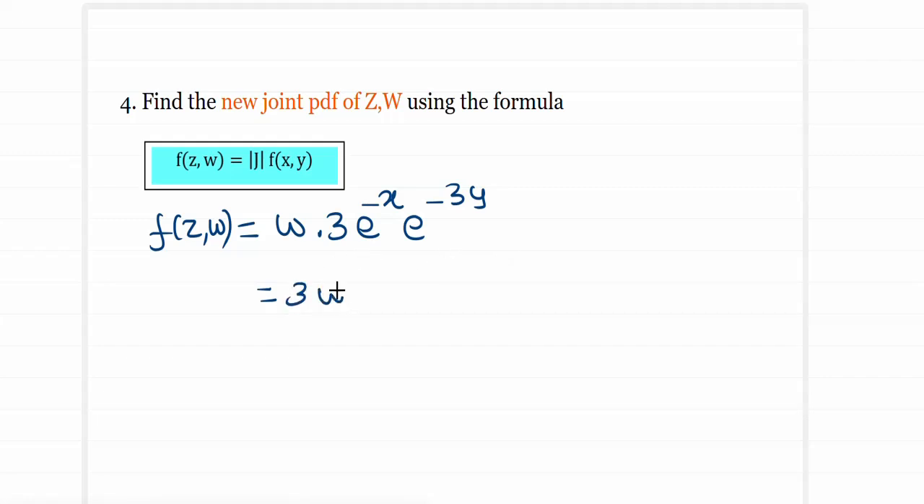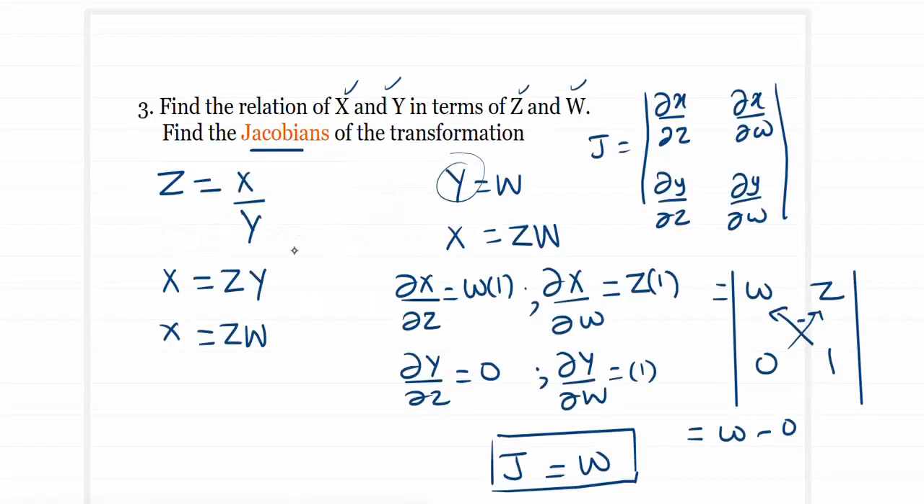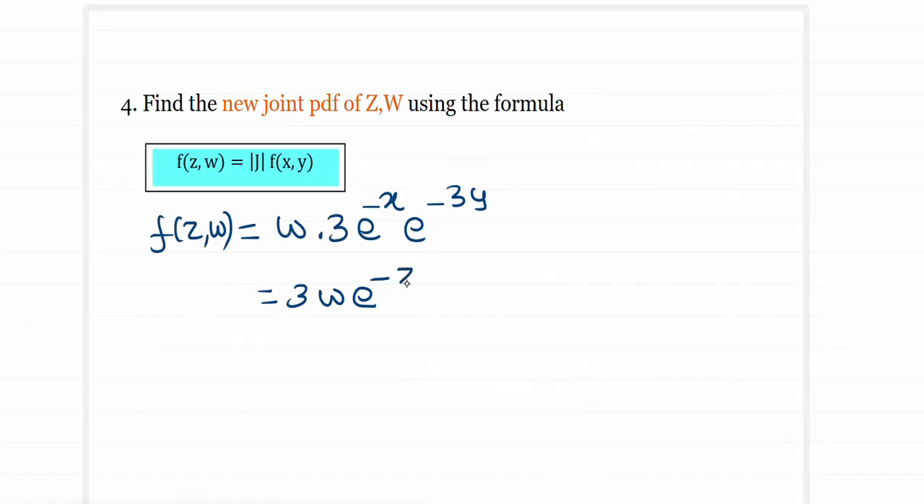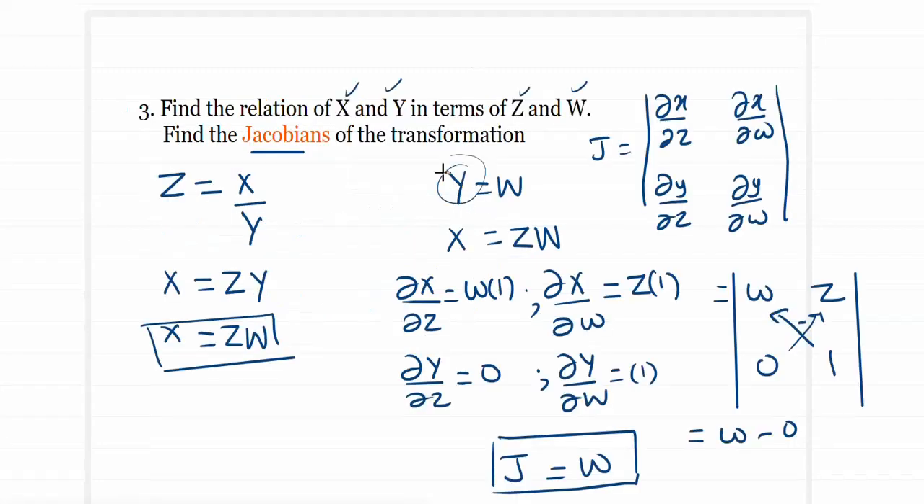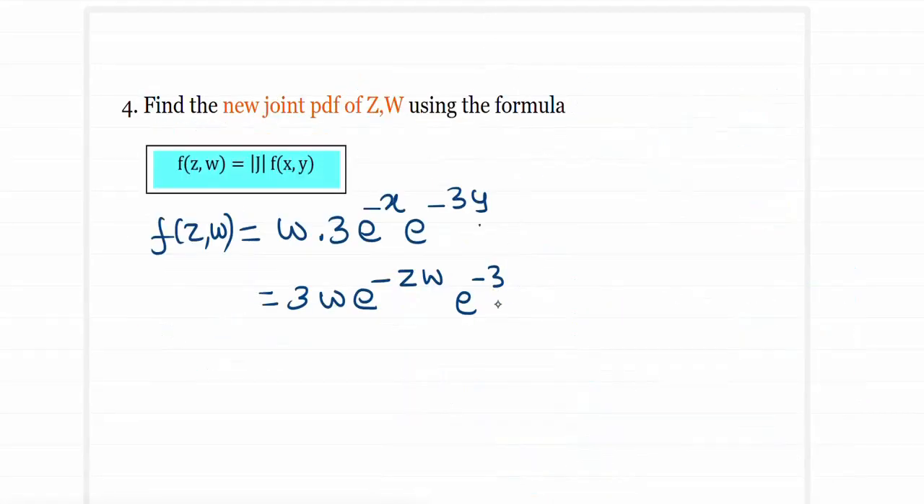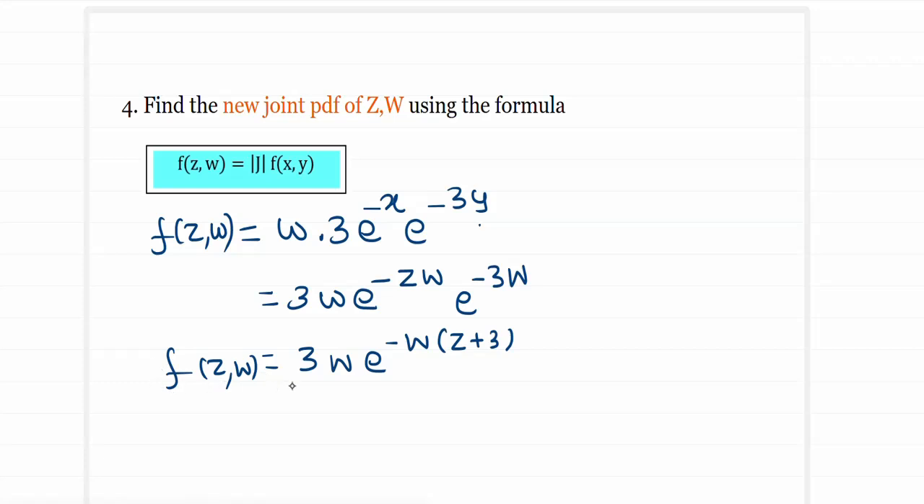So how will this be replaced as e power minus, what do you know about x? We know that x is equal to z times w. So go replace it over here, z times w. And this becomes e power minus 3 times, how to replace this y? We know that y can be replaced with w. So go and replace it. This is becoming 3 times w. So now I can simplify this as 3w e power, minus w taken as common, leaving you with z plus 3. So this is going to be my new function of the transformed quantity z comma w as 3w times e power minus w into z plus 3.